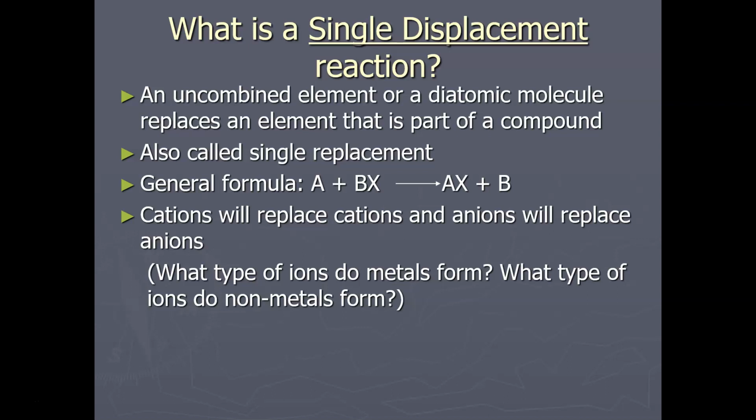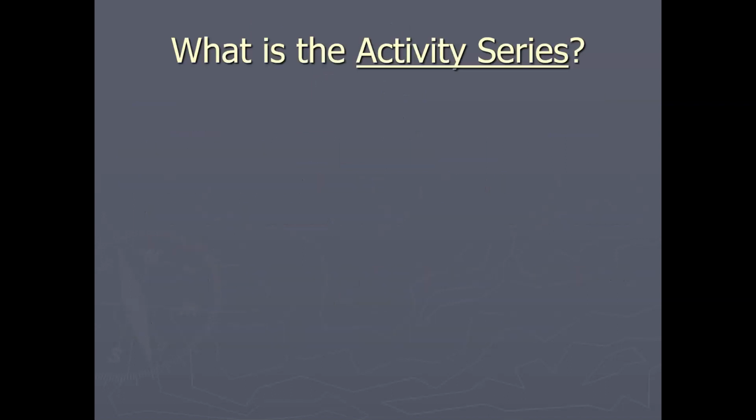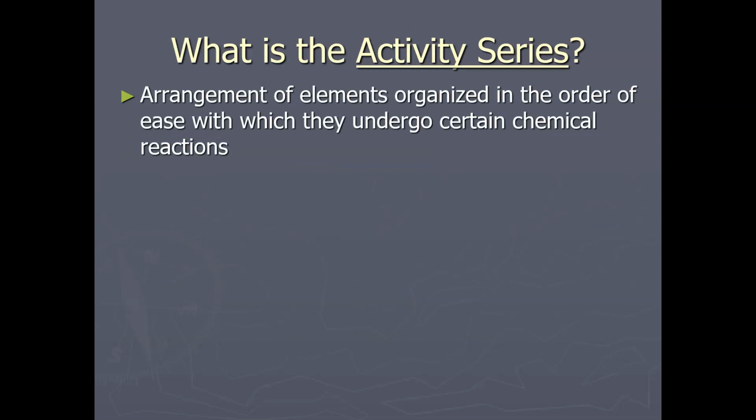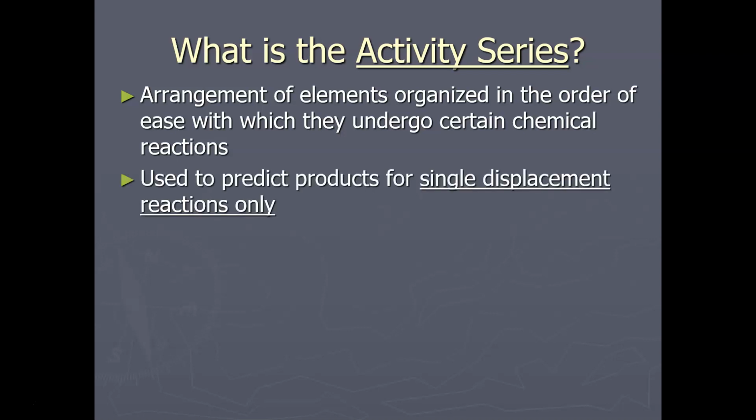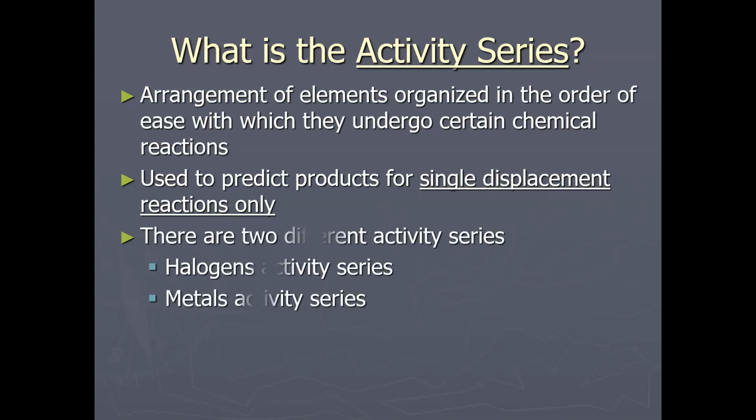What type of ions do metals form? Well, they form things with a positive charge, making them cations. Meanwhile, nonmetals form anions, things with a negative charge. The requirement for this is that it must follow the activity series. So what is the activity series? It's an arrangement of elements organized in the order of ease with which they undergo certain chemical reactions. They are used to predict products for single displacement reactions only. You do not use them for double displacement reactions.